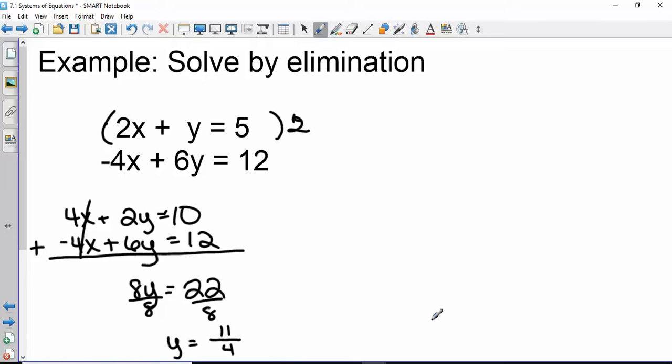Once I have that, how do I get x? Does it matter which equation? No, if you pick one of them, we plug in our y, and we're going to solve for x. So I put it in the first one. If I subtract that 11/4, 5 minus 11/4 is 9/4, divide by 2, and get 9/8.